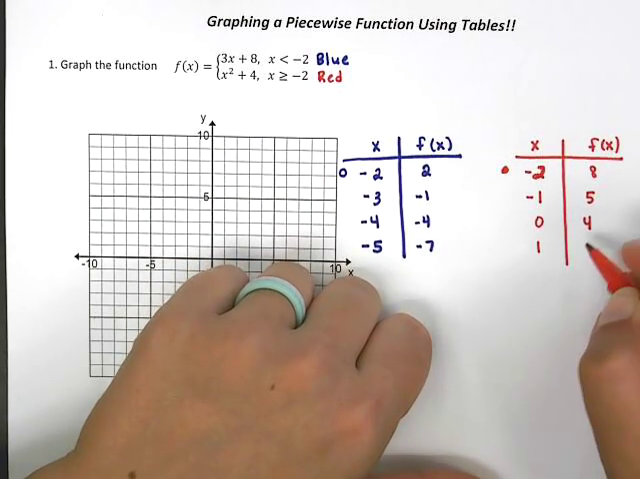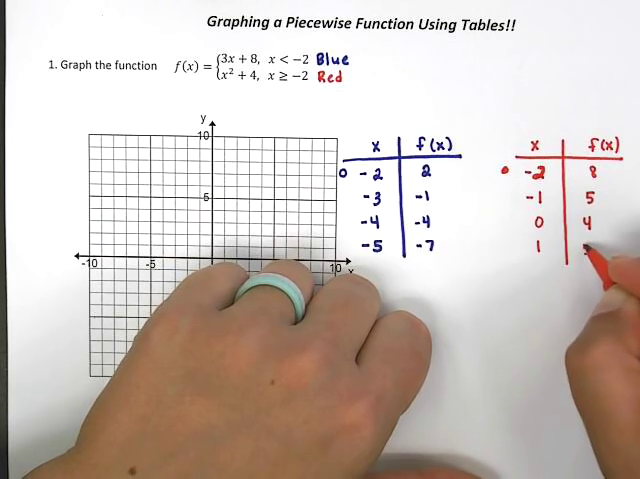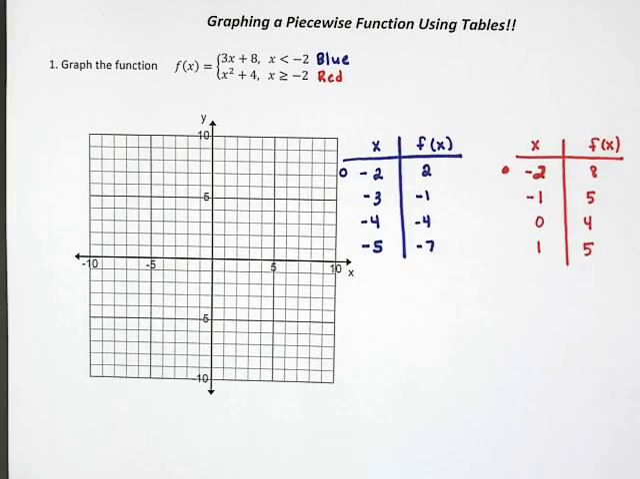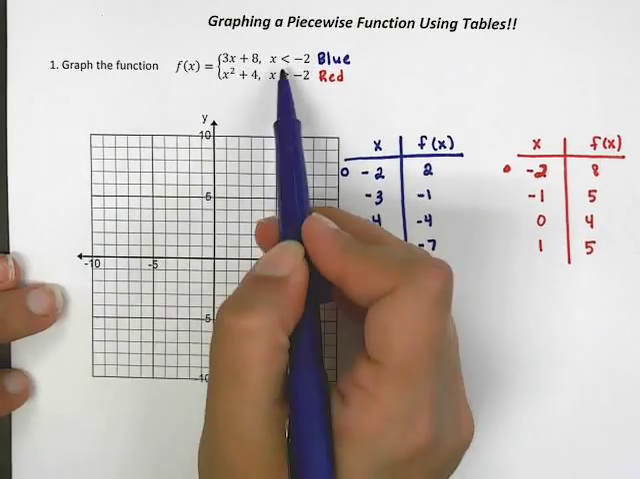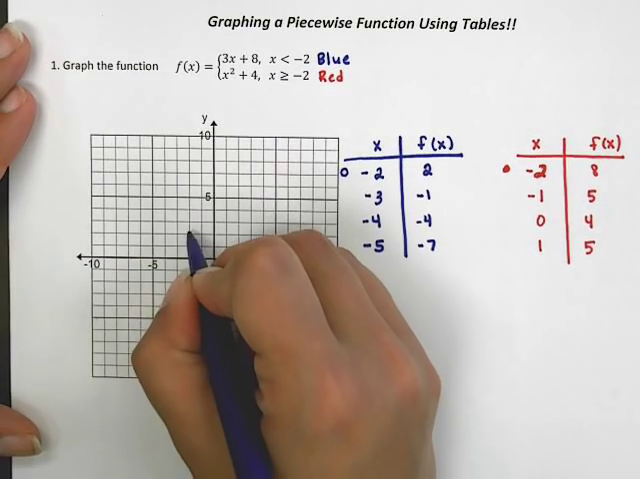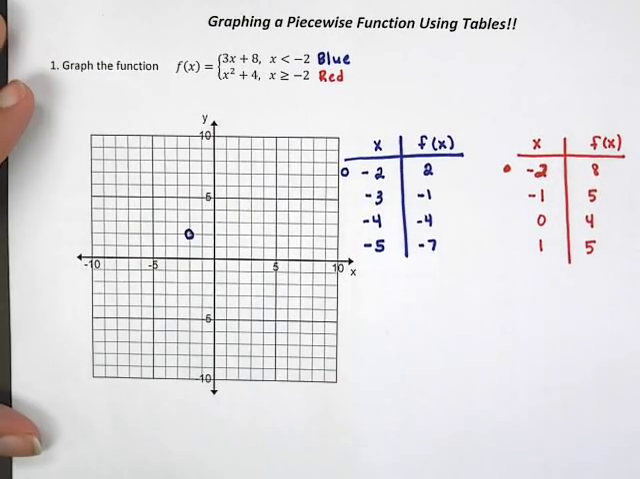and 1 squared, which is 1, plus 4, which is 5 again. Now I'm going to graph these. So I put an open circle here to remind myself that when I graph this first point, I need to use an open circle since x wasn't equal to -2 for the top part of my function. So I'm going to graph the point -2, 2 and put an open circle there.